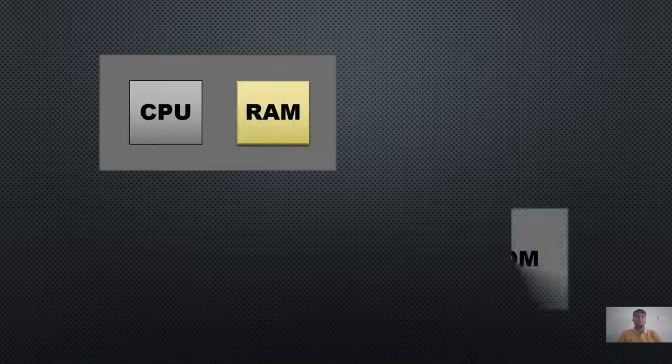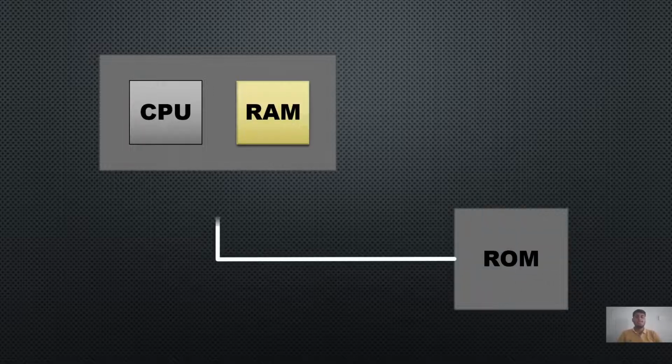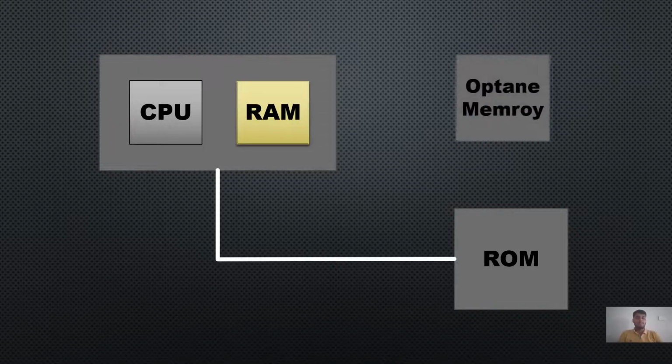So here you can see we have a CPU, a RAM, a ROM, and currently a normal connection between them. When a CPU needs any data, it will have to go to the ROM, fetch the data and come back, which means a larger distance to be traveled. While installing the Optane memory, as shown, the Optane memory will be directly installed in the motherboard.